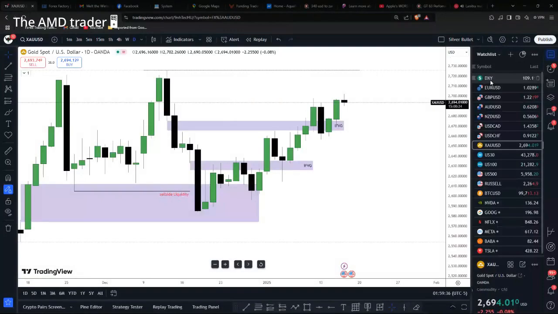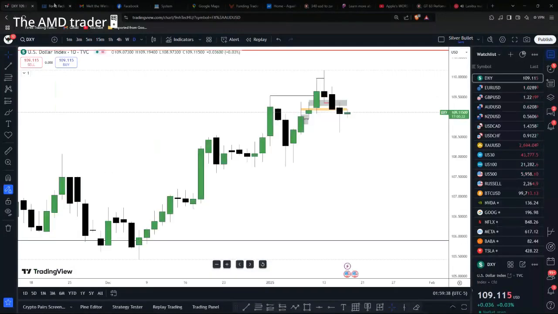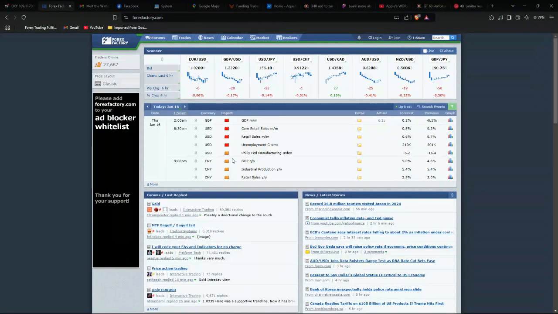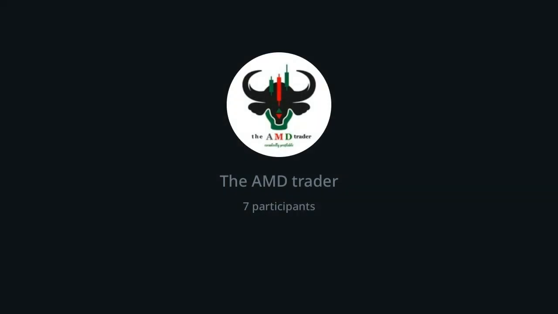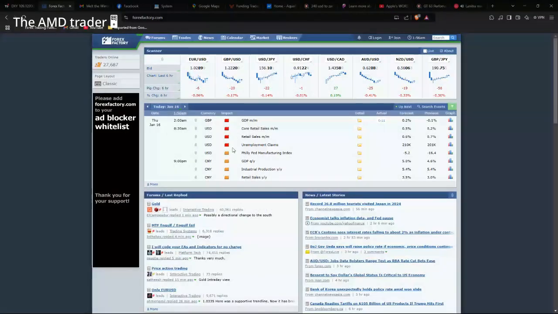So let's start with the normal as usual. We start with our economic calendar for the day. We have retail sales later on today. So that's going to be 8:30 is the standard time, aka 3:30 my local time. So we have retail sales and we have unemployment claims as well. And then we also have the Philly Fed manufacturing index, which is going to be having high impact news.